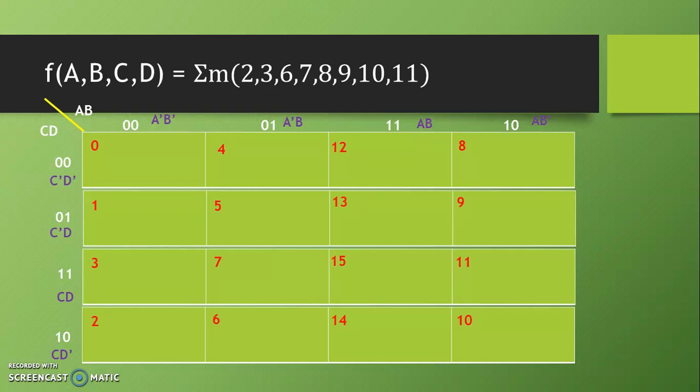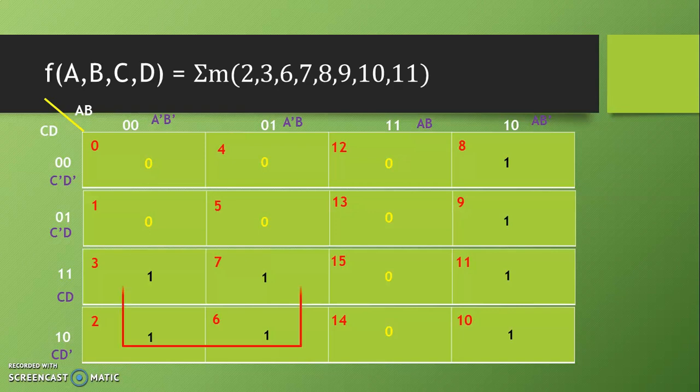We give equivalent decimal number to each cell, that is 0 to 15. And then we write 1 in the given min terms. So in 2, 3, 6, 7, 8, 9, 10 and 11 we have written 1. In all other cells we have to write 0. So now if we observe, we can see that octet is not possible. So we will have to go for quad.